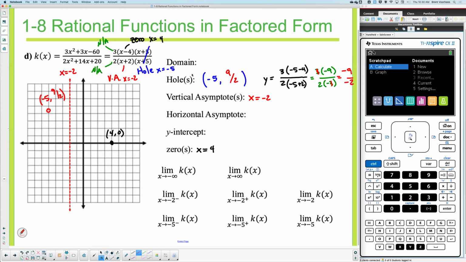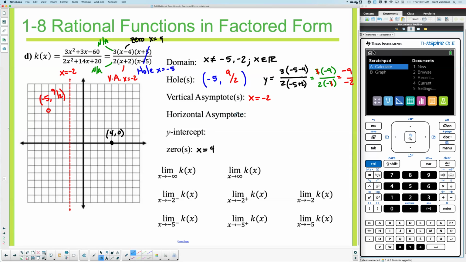Domain, what are the values of x that we cannot equal? Every number except -5 and -2. Yeah, everything but these two values. To keep it in numerical order, I'll do -5 first, then -2. Not that that matters, but I just do it that way anyways. All values except for -5 and -2.